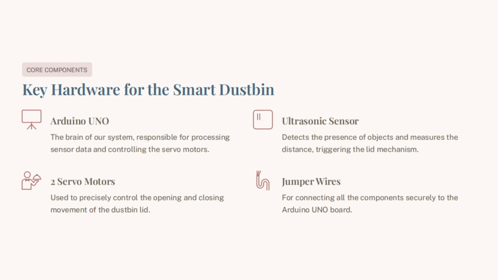Jumper wires, the nervous system. While simple, these wires are critical. They serve as the communication pathway, securely connecting all the sensors and actuators to the Arduino Uno to ensure power and data flow without interruptions.